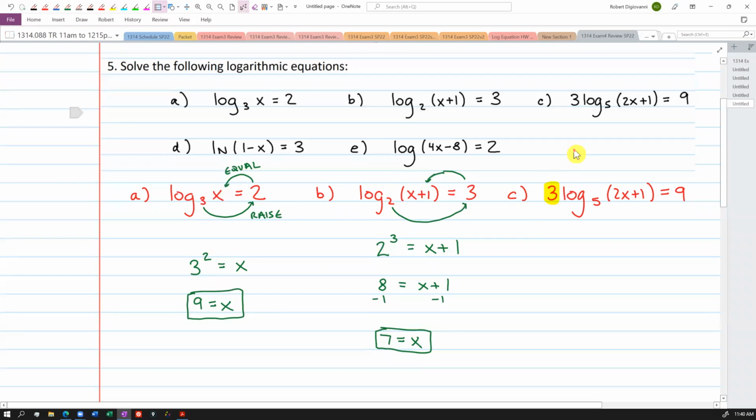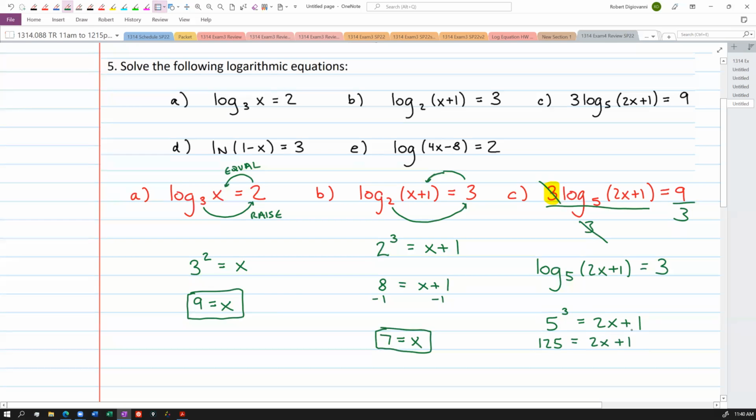So any suggestions? Divide everything by 3. Okay, so divide both sides by 3. So we're going to divide the whole left side by 3, the whole right side by 3. All that happens on the left is the 3's go away, which still leaves you with the log base 5 of 2x plus 1 equals 9 divided by 3 is 3. Now you can do the loop, right? So 5 raised to the third, not 5 times 3. 5 raised to the third power equals the 2x plus 1. 5 cubed is 125 equals 2x plus 1.